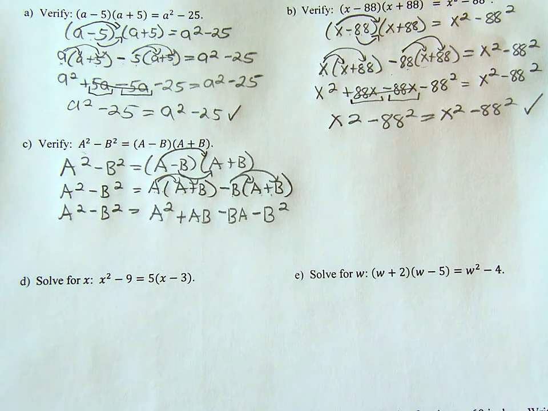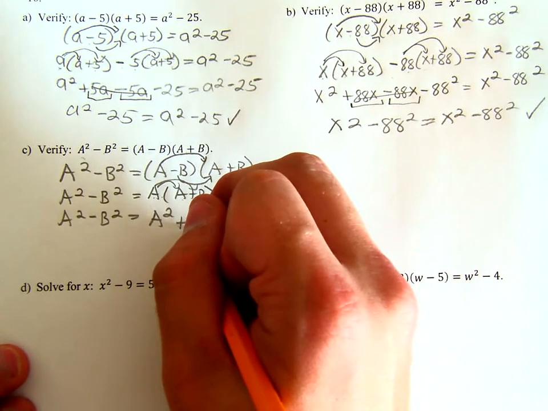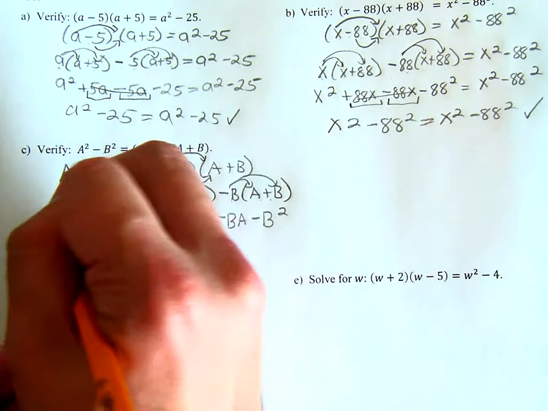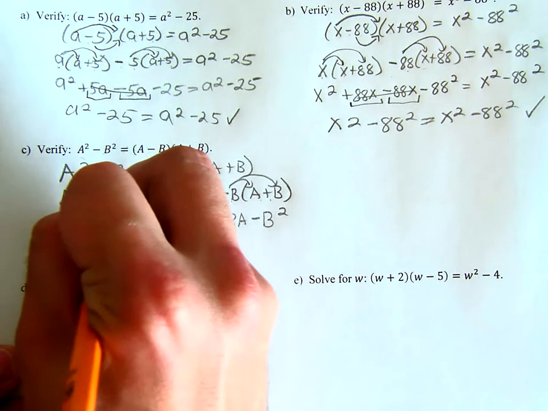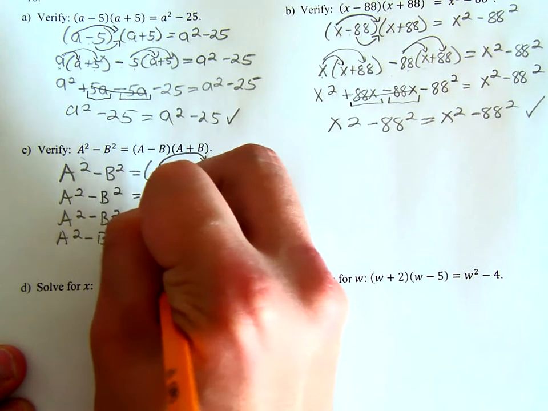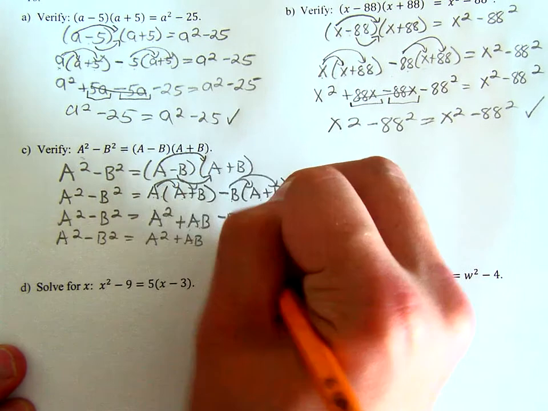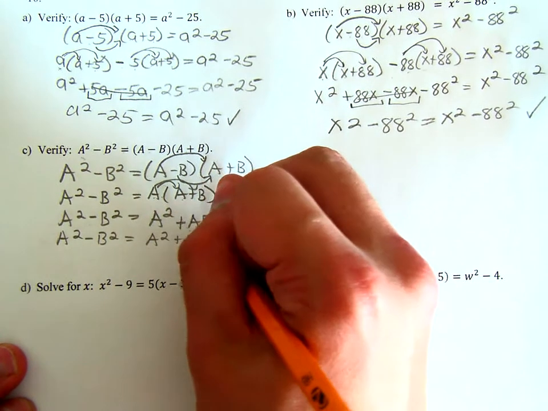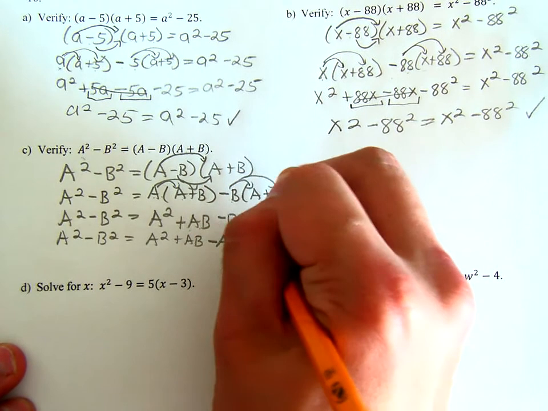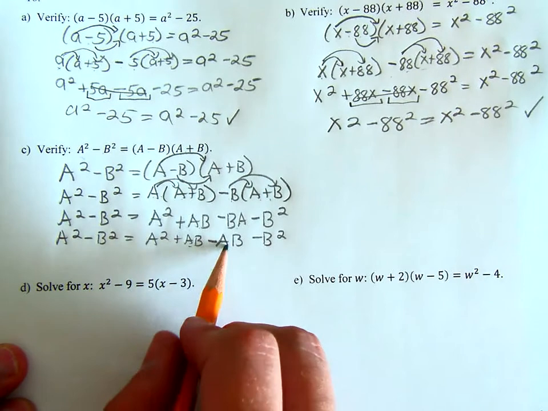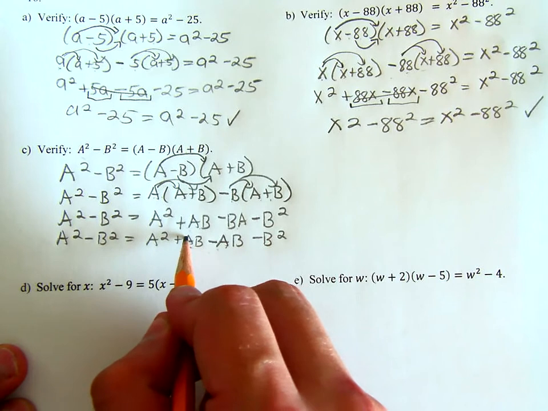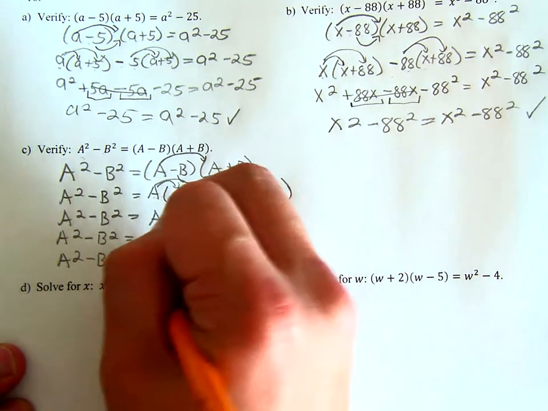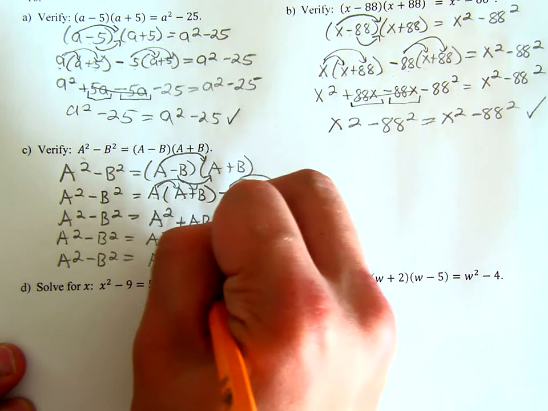And then if we look at this, we could combine like terms. Again, by the commutative property, we could say that AB and BA are the same thing. So we could rewrite this A squared minus B squared is equal to A squared plus AB. And then with the commutative property, BA is the same thing as AB. So we're going to say minus AB minus B squared. And then if you look at these two, they will cancel out. So we get that A squared minus B squared is equal to A squared minus B squared.